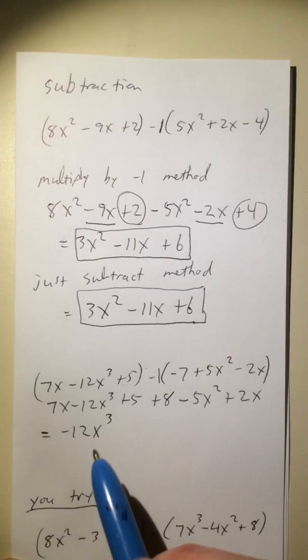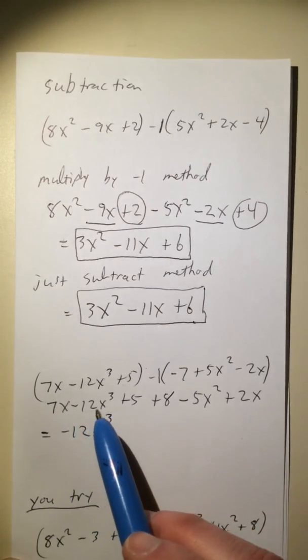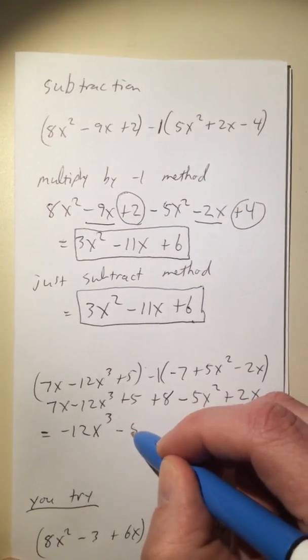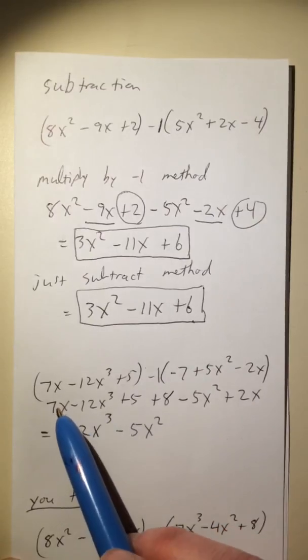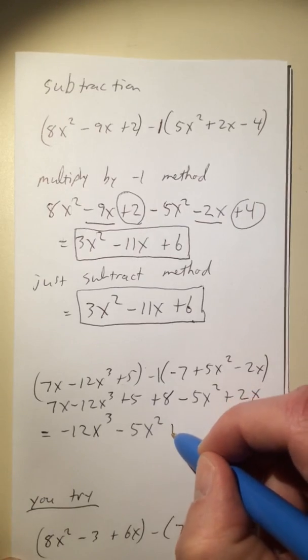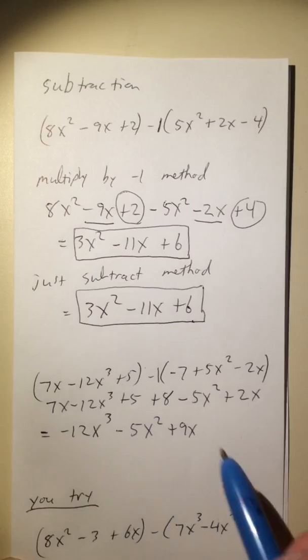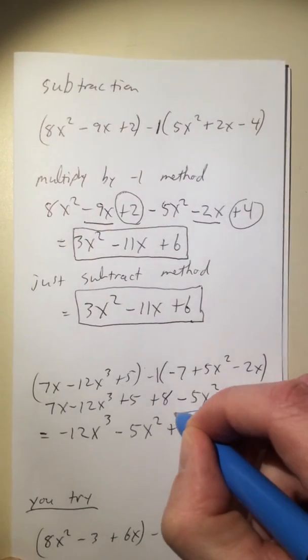Okay, so now I'm just going to go through and find my like terms. So I already took care of the x cubed term. Now I'm going to go for the x squared terms. And there's only one of those. It's negative 5x squared. And then we go down to the x terms, and we got one of those here, 7x, and we got positive 2x makes 9x. And then we just go to the constant terms. 5 and 8 makes 13, and we are done.